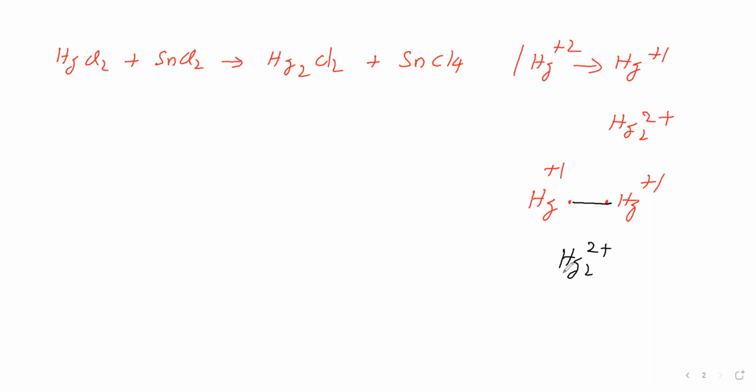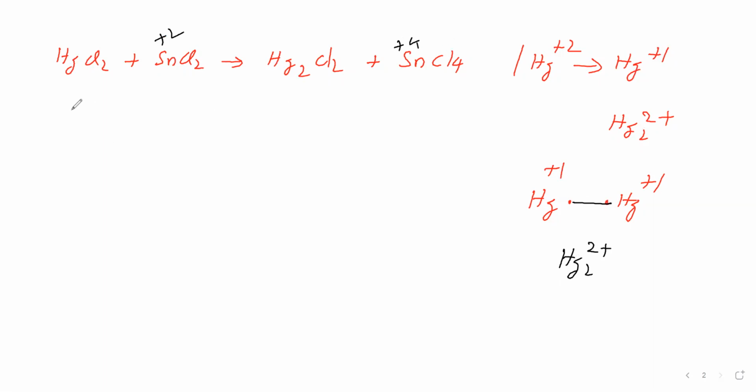Experimental evidence is that it is diamagnetic. That means no unpaired electron, that means the unpaired electrons are involved in bonding. Therefore, it is diamagnetic. So, mercuric chloride becomes mercurous chloride, and stannous chloride becomes stannic chloride.